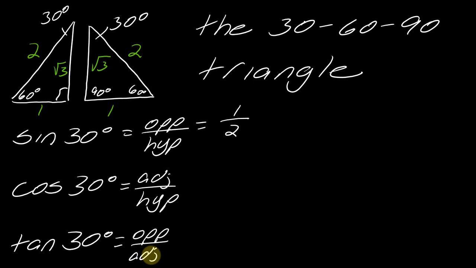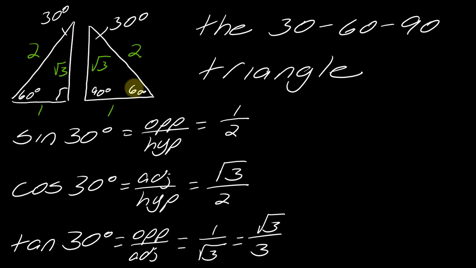Okay, so now if I want to find these, actually I think this would be a good challenge for you. You could pause the video here and see if you can figure this out and then hit play. So here's my 30 degrees. The adjacent side is square root of 3 and the hypotenuse is 2, so square root of 3 over 2. And then for the opposite over adjacent, this will be 1 over the square root of 3. So square root of 3 over 2 and 1 over the square root of 3.